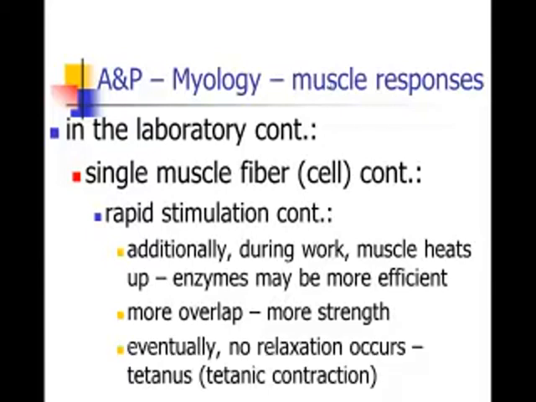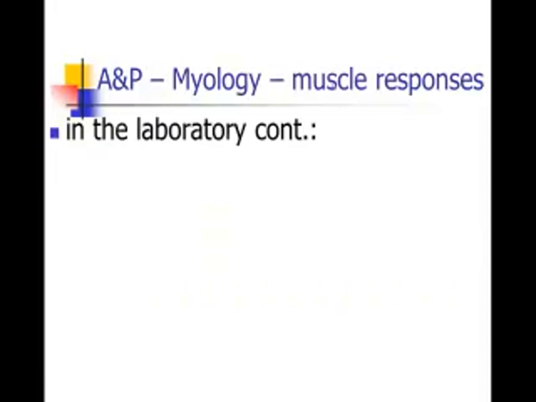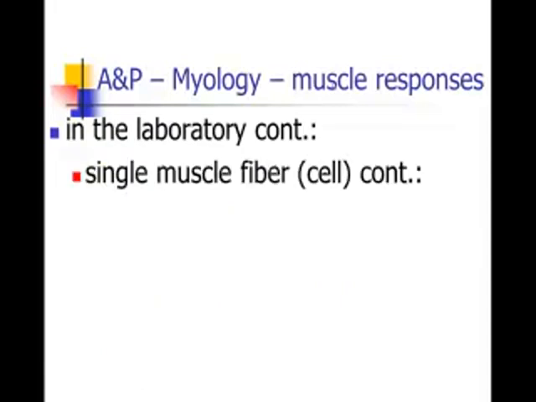Eventually, if you keep going faster and faster, eventually the muscle goes into what's called a tetanic contraction or tetanus. There is no relaxation, and it just smooths right out.